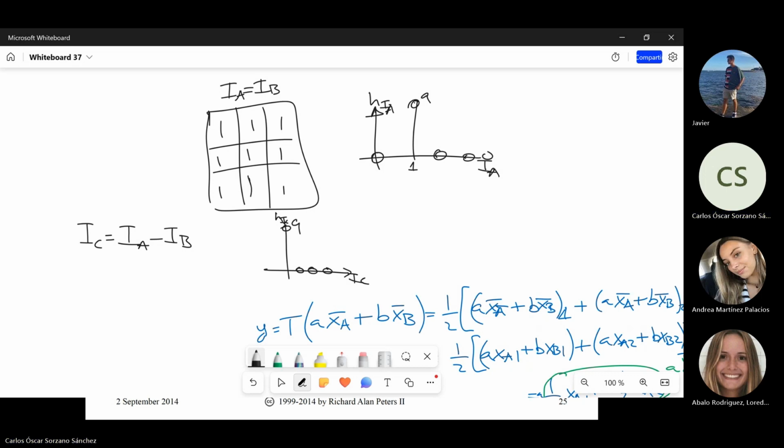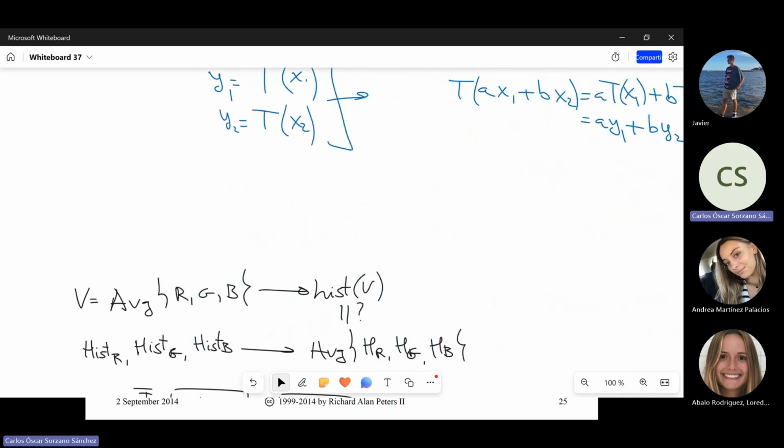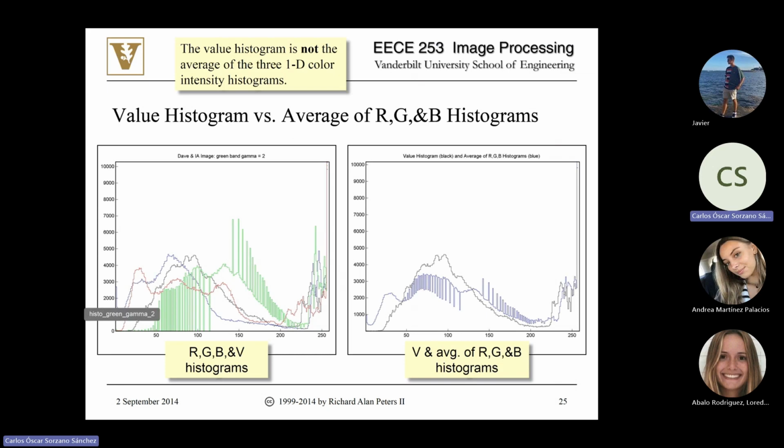So these two systems do not commute. They're not linear. In general, I'm sure that there are pairs of non-linear systems that can commute, but in general, they don't. Okay. Histogram is not linear. Average is linear. So let's see if it is the same process.